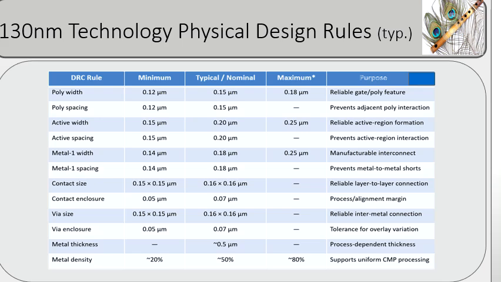The important concept is that each rule establishes a geometric constraint that the physical layout must satisfy. During DRC, these constraints are automatically checked to ensure that the layout remains within the manufacturing capability of the selected technology.